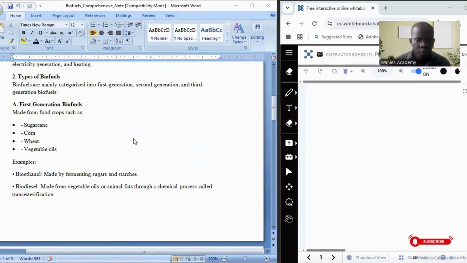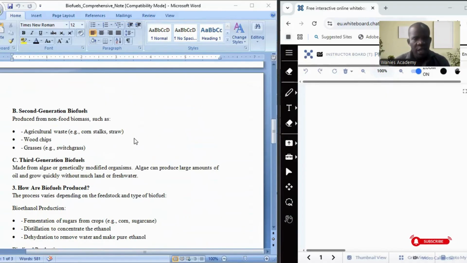Then we have the 2nd generation. They are produced from non-food biomass, such as agricultural waste, wood chips, and grasses. The second generation is derived from non-food biomass.